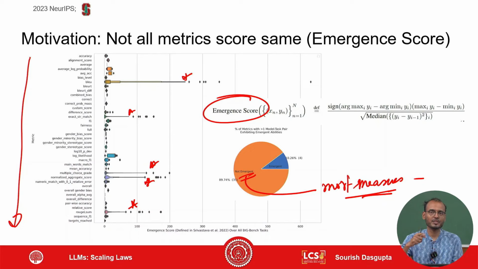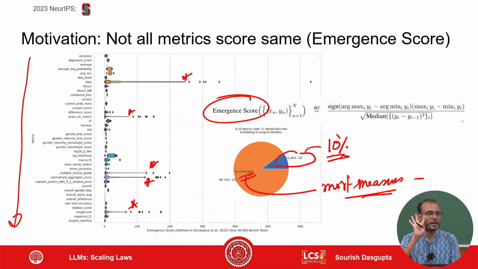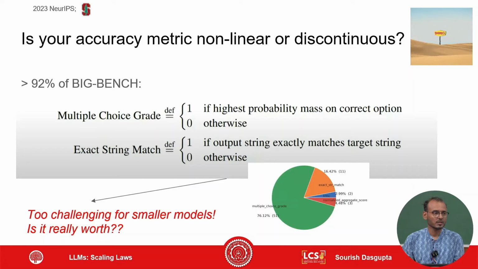Which means if you are using a different metric for the same thing, let's say the same task, the task remains the same but the metric changes, for most of the metrics you don't even see that spike. You only see the spike for roughly 10%. So out of 39 metrics, only 4 metrics showed that spike. That motivated them to think that maybe the devil is in the metric, and emergence is not really an intrinsic property of the scale. The devil is actually in the way of looking at it.